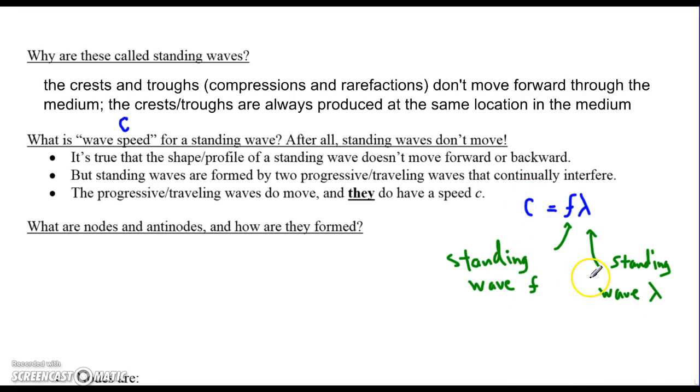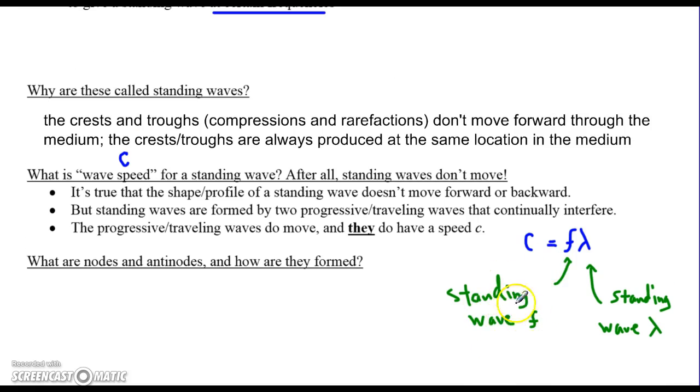But no, that's not true. The standing wave doesn't move. The speed is 0. So what is this then? When you multiply the standing wave frequency times the standing wave lambda, what is c? It's just the wave speed. It's the speed of the traveling waves through the medium. The standing wave frequency times the standing wave wavelength gives you the traveling wave speed.